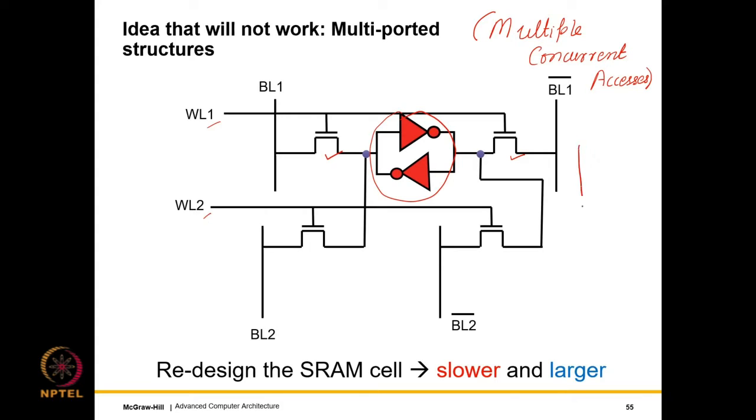So basically in the entire array what we do is that we have 2 decoders, right? So we have a decoder 1 and we have a decoder 2. Decoder 1 drives the word line 1. Decoder 2 drives the word line 2 for every cell. So it is possible to in parallel access 2 different rows of the SRAM array.